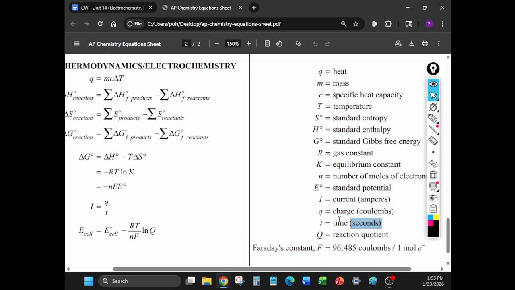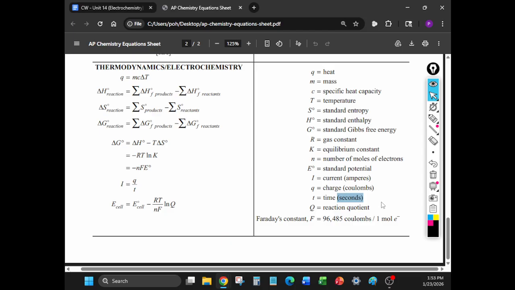Keep that in mind. If you are given time in a different unit of measurement, then you have to convert it to seconds if you're going to use this formula. This is used often in conjunction with Faraday's constant, F. This equation is not used very much, but what we need to know is that F is equal to about 96,000 coulombs per mole of electrons, and I'll show you how to use that in a second.